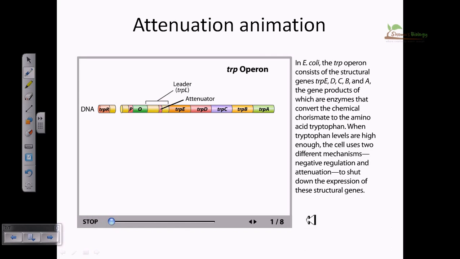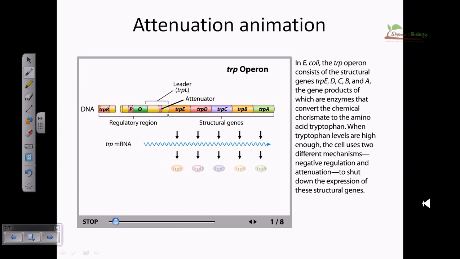In E. coli, the TRP operon consists of the structural genes TRP E, D, C, B, and A, the gene products of which are enzymes that convert the chemical chorismate to the amino acid tryptophan. When tryptophan levels are high enough, the cell uses 2 different mechanisms, negative regulation and attenuation, to shut down the expression of these structural genes.